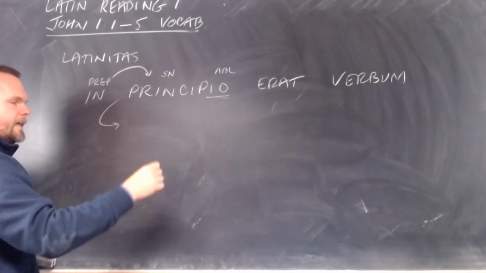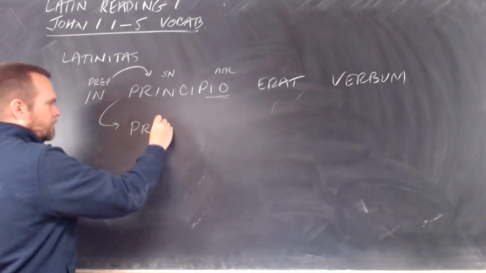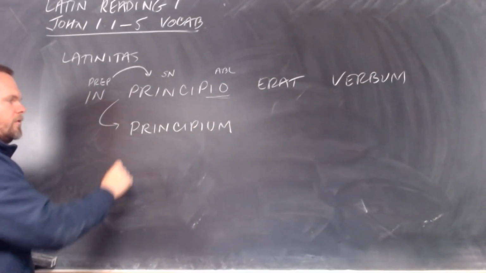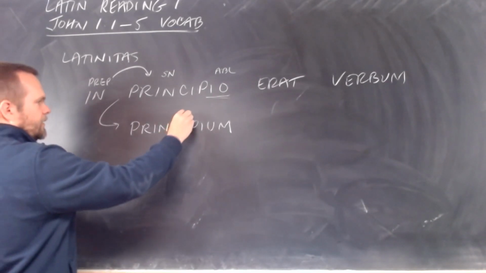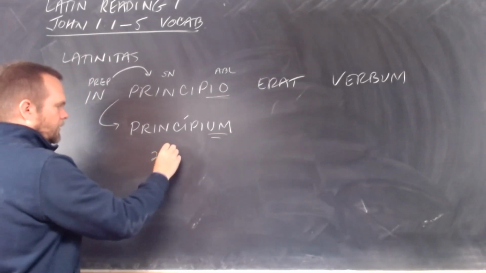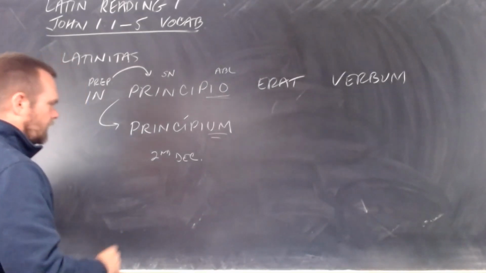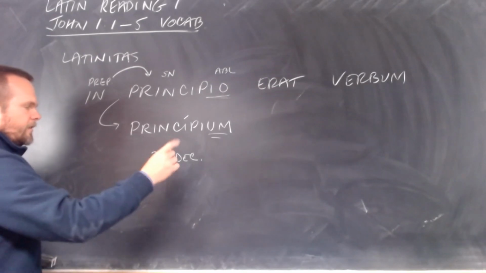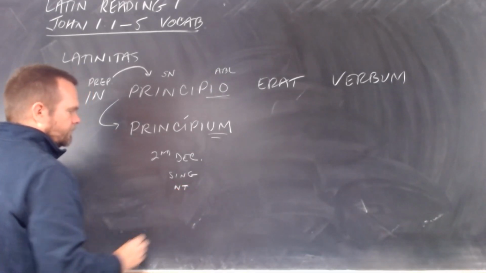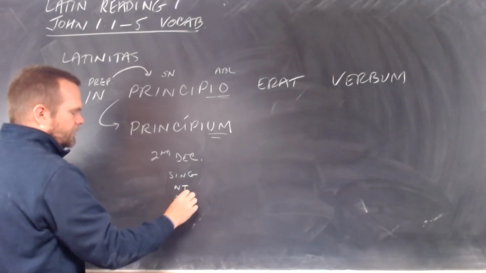Principio is a second declension neuter noun. So if you look it up in a dictionary, you won't find principio, you'll find principium. The accent right here. Principium. It's a second declension noun, and you'll learn what that means as you study grammar. The number is singular. The gender is neuter. And the case in this sentence, principio, is ablative.